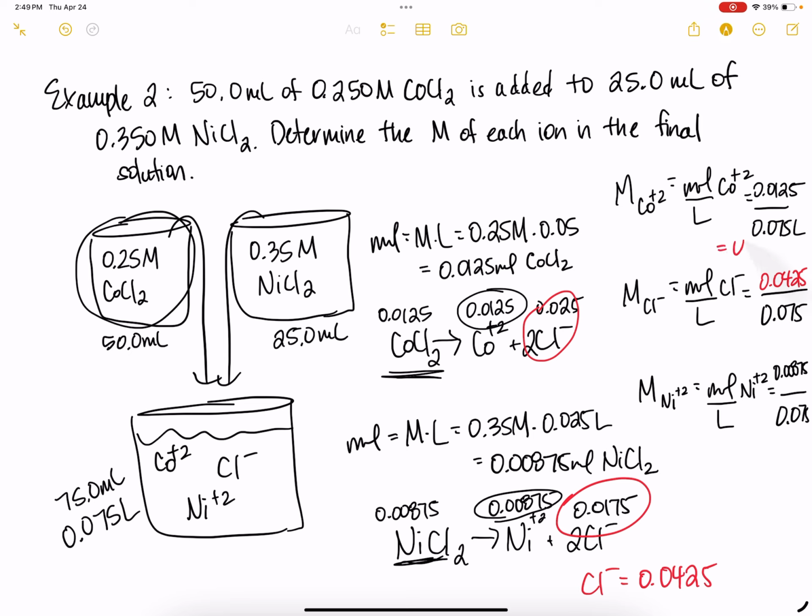The molarity of the cobalt ion ends up being 0.167. The molarity of the chlorine ion ends up being 0.567 molar. And the molarity of the nickel ion ends up being the smallest of the three, 0.117 molar. And so that's how we can deal with calculating concentrations when we mix solutions together.